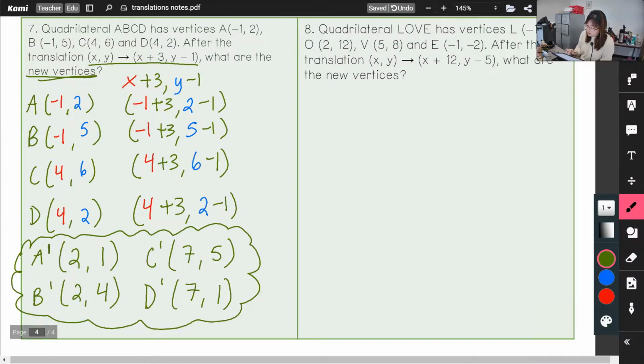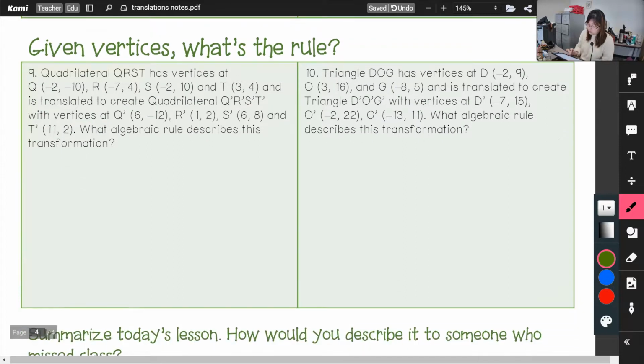Okay. Last but not least, we get to the last set of questions. Now we have 2 sets of vertices and we need to figure out what the rule is. Okay, so let's look at number 9. It says, quadrilateral QRST has these vertices, and it's translated to create quadrilateral Q prime, R prime, S prime, T prime with these vertices. Which algebraic rule describes this transformation?